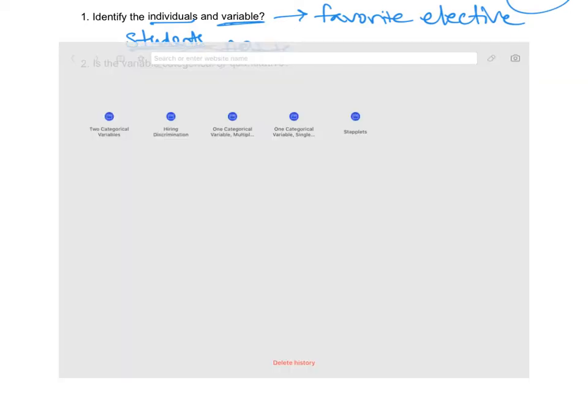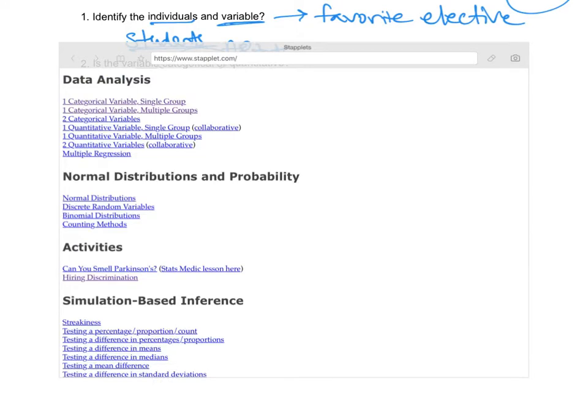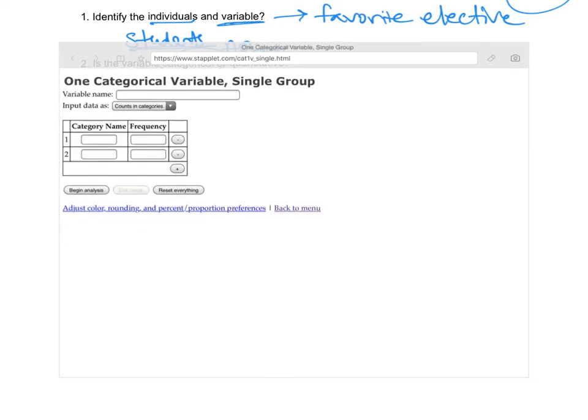But I'm going to go to the browser and I'm going to pick the website, www.staplet.com. And I'm going to pick the first one because we're talking about one categorical variable in a single group. And here we go. All right, so you can do this with me, or you can just watch, but you might have to do it later, so pay attention. So we're going to put in the variable, which is favorite electives. I'm just going to write electives.